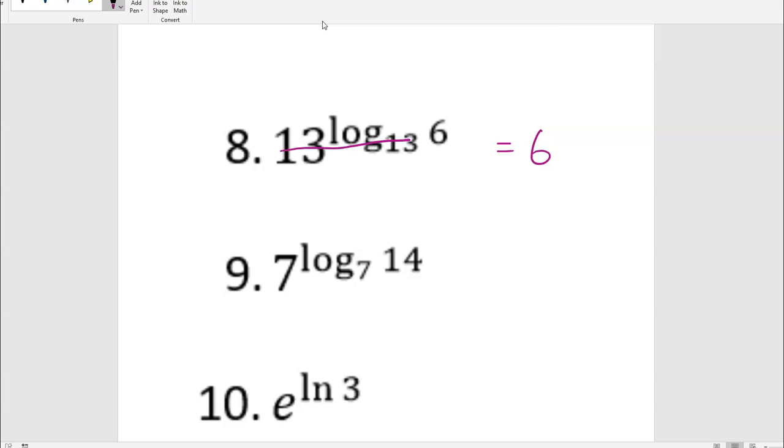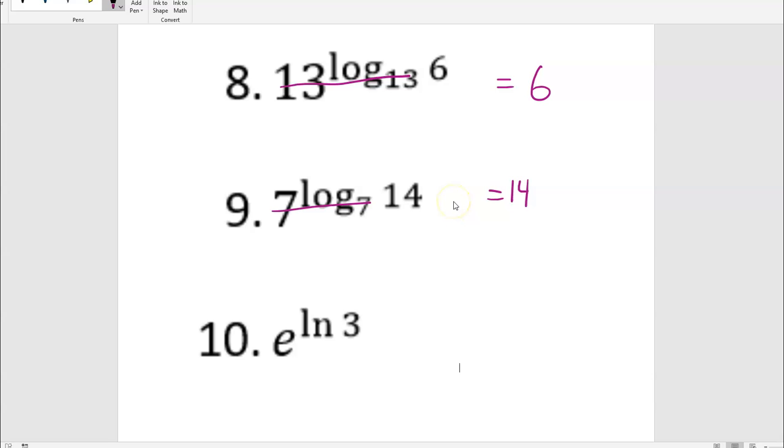The same thing happens in number 9. 7 is our exponential base, and the base on our log. Those cancel. My answer is 14. And then finally, you may not think about this last one, but remember, because it's a natural log, I know there's an understood base e. So those match. If I cancel this part out, I'm left with a 3, so my answer here is a 3. So again, if you look for these matching bases, then you can just simply cancel and bring those other pieces down to the regular level.